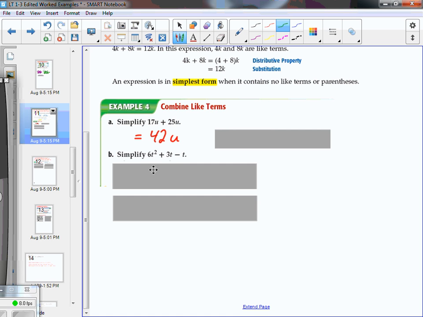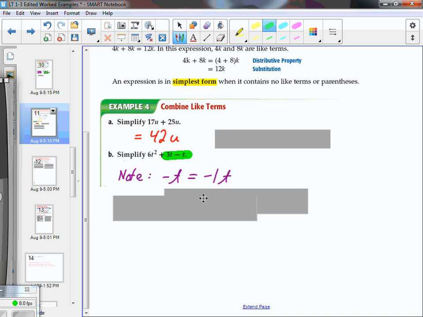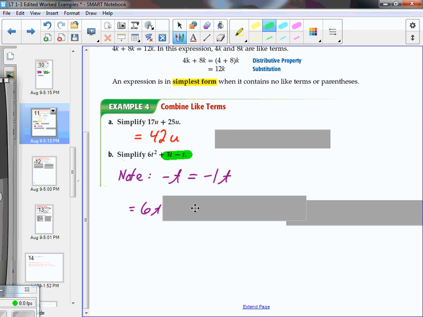Okay? On part B here, 6t squared plus 3t minus t. Are there any like terms? Those two are like terms, aren't they? Okay? So copy down, and what was my note? Oh, that negative t is the same thing as negative 1t. Right? We knew that, right? So copy down the 6t squared, because there's nothing to add to that. And then what's 3t minus t? 2t. So this is really quite a bit easier than what you were doing on that numerical skills worksheet.